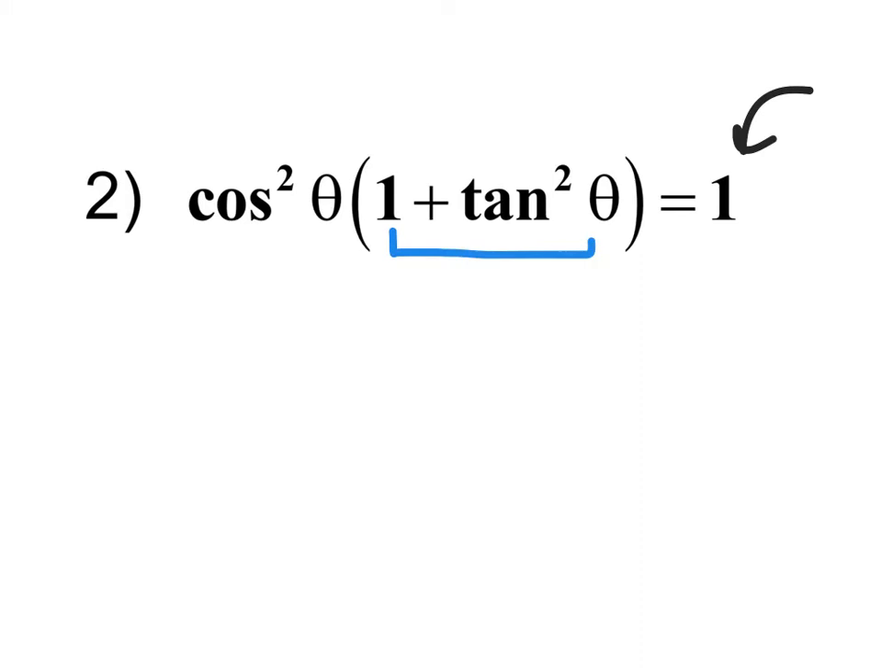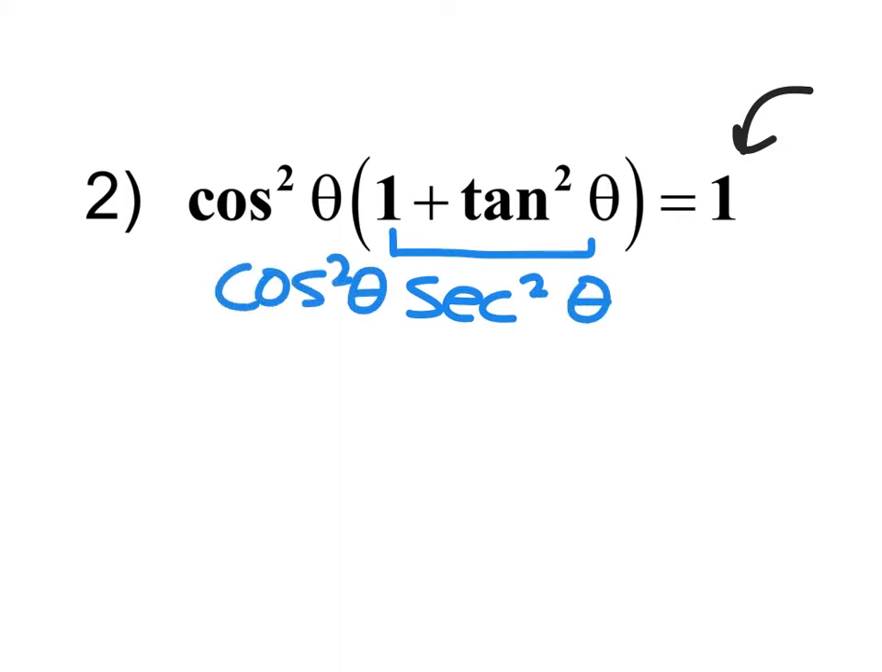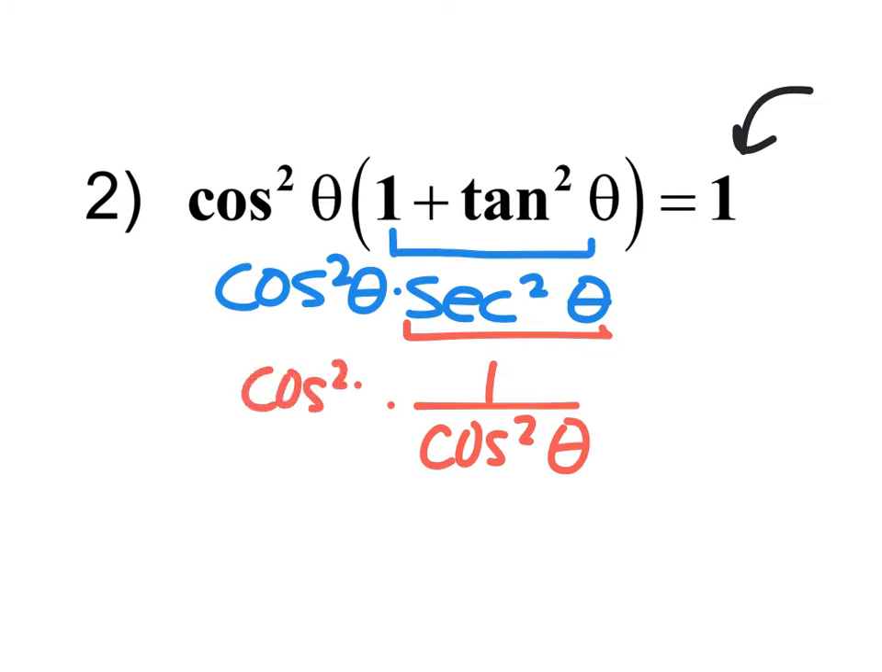Hint, they do. So 1 plus tangent squared, we're going to use the identity that that quantity is equal to secant squared theta. So now we have cosine squared theta times secant squared theta. Well, secant squared is equal to 1 over cosine squared. So now we have this, OMG, these guys cancel, bye, and I get 1. Wow, killed that in under a minute, just saying.